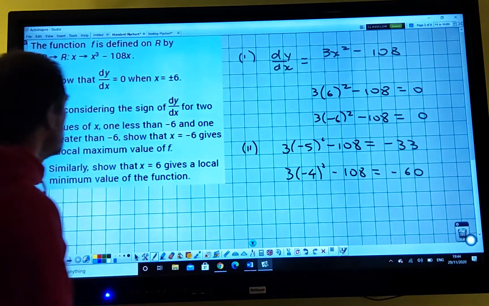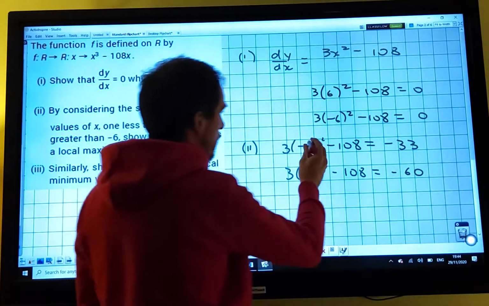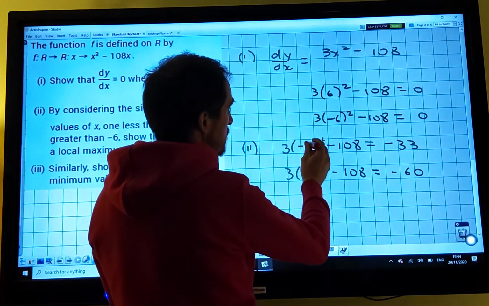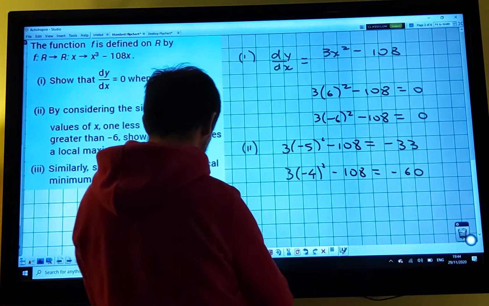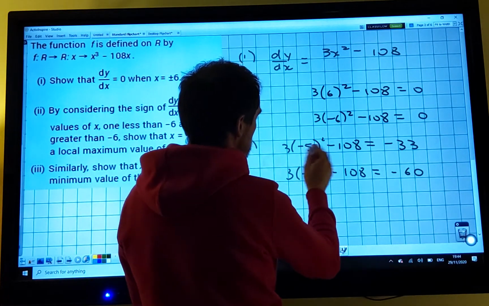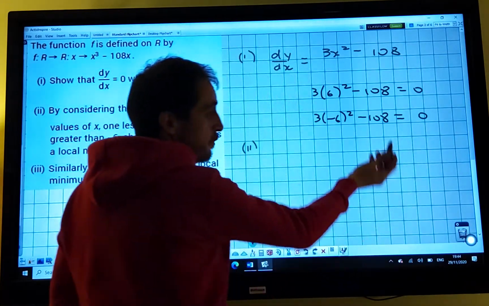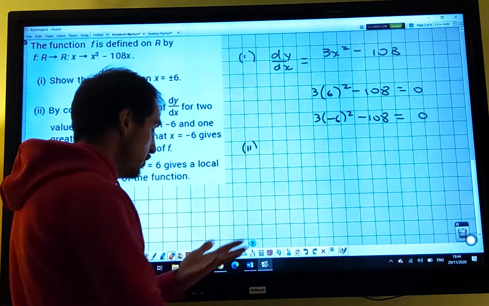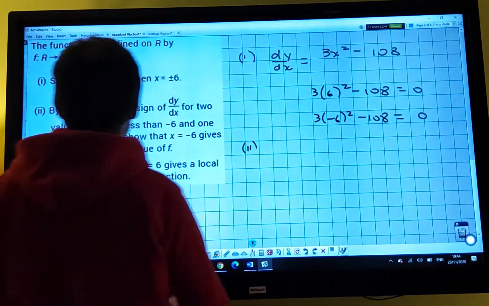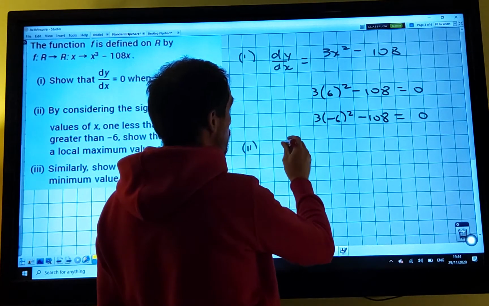Now, by considering the sign of dy/dx for two values of x, one less than minus 6, sorry, that should be minus 7. So let's do this again. It's important. So again, made a mistake there, but I spotted my error because it was minus 33 and minus 60. You can't have two negative slopes. So if it's less than minus 6, it's going to be minus 7. So that's what I should have done to start with.